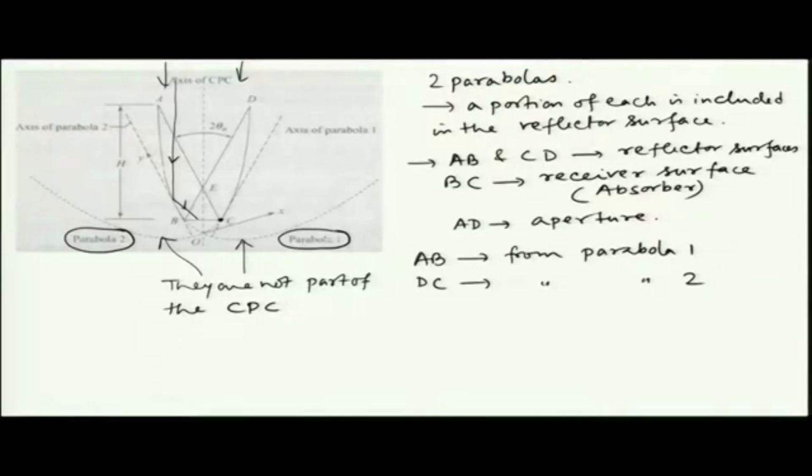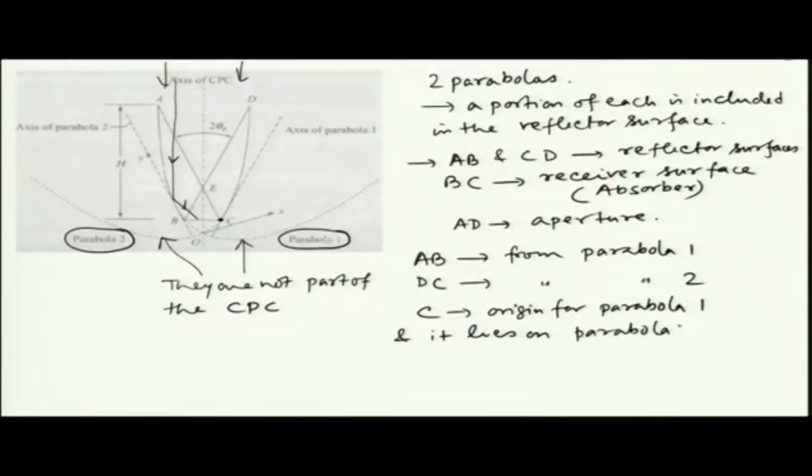Okay. Now, another thing you notice that this point C, okay, C is the origin for the first parabola. So, C is the origin for parabola 1 and that origin lies on parabola 2, right. C is part of the parabola 2, but it is the origin of parabola 1.